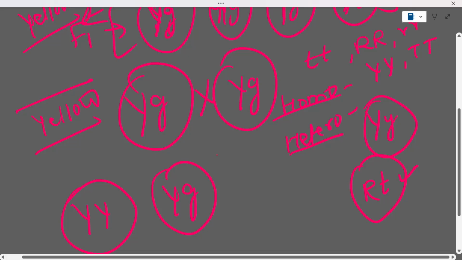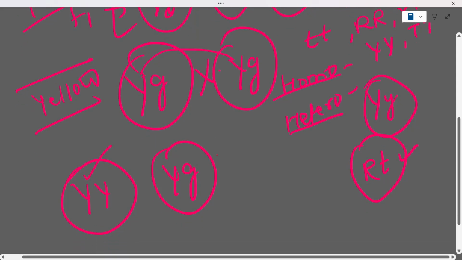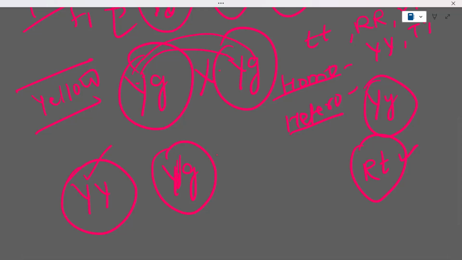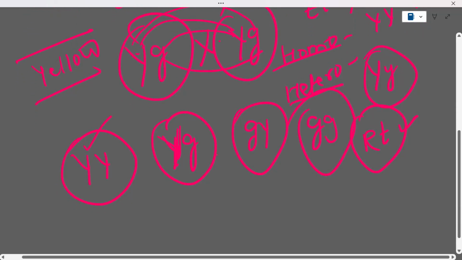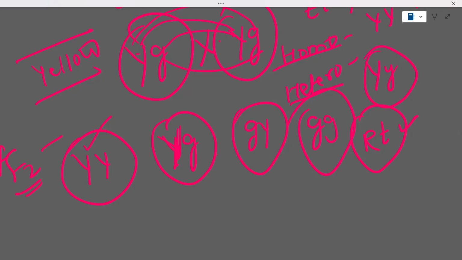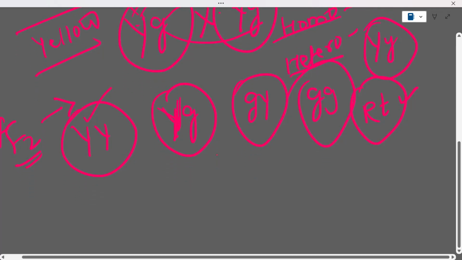So you can cross it in this way. First Y and Y variant will give homozygous dominant, then Y with the recessive green will give heterozygous, then G with Y it will also be heterozygous, then G with G will give a homozygous. So when crossed among themselves, the next generation, the F2 generation, will be expressed in this way.